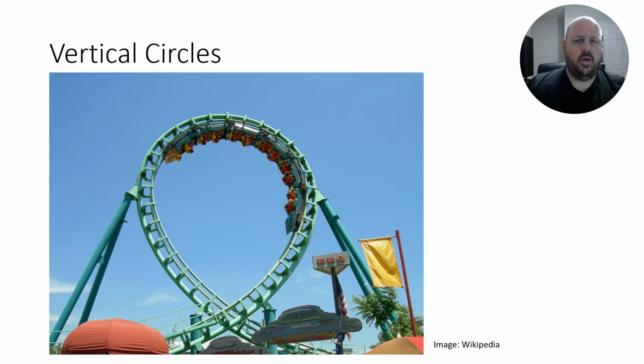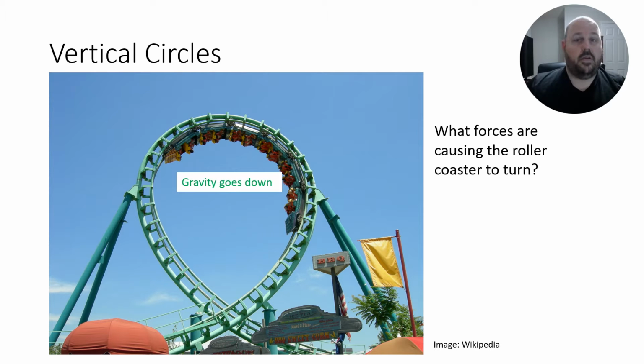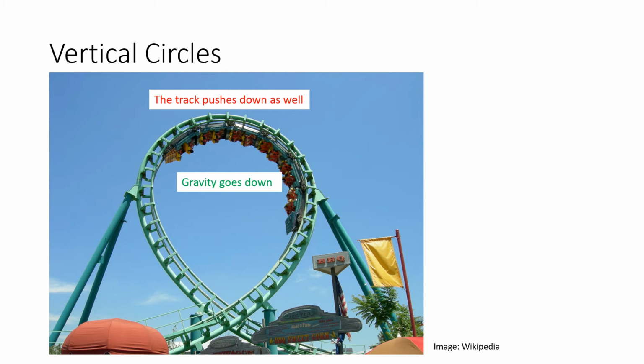Here's a good example of a vertical circle. Some riders going around a vertical loop on a roller coaster. In this situation, there are two forces that are pushing on the riders. The first is the force of gravity, which is always there pushing down. And then the second would be the force of the seat pushing on the riders. For the roller coaster as a whole, it's the track causing the roller coaster to turn. So in this case, what forces are causing the roller coaster to turn and how are they working?